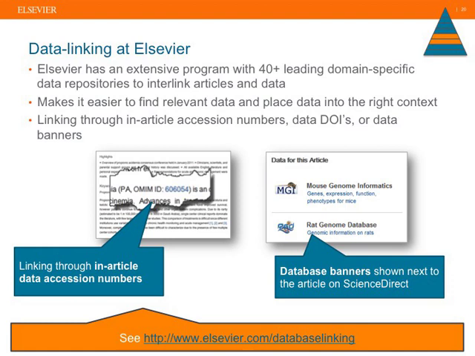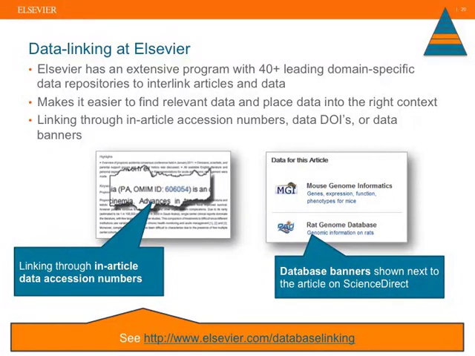Now what we also do is in-article accession numbers. And the way you should imagine that is, let's say, for example, you mention a gene, then the name of the gene will become a link, and if you click on that link, you'll be taken to the database with information and data on that gene.